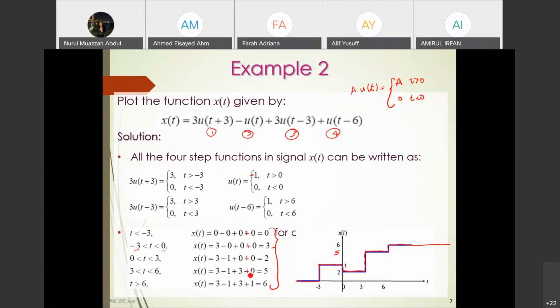Okay, thank you for noticing this. This one should be 1. It should be plus. This is actually a typo. Thank you, madam. You're welcome. Any other question? If no, we can move on to another important signal.